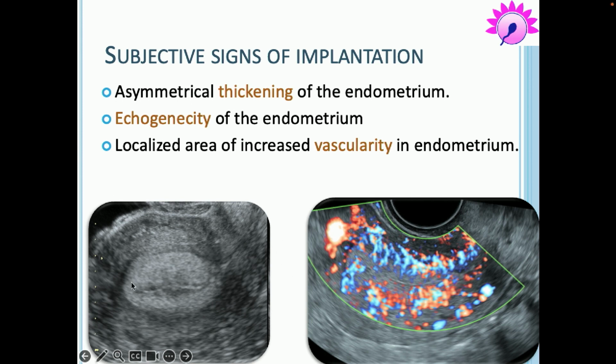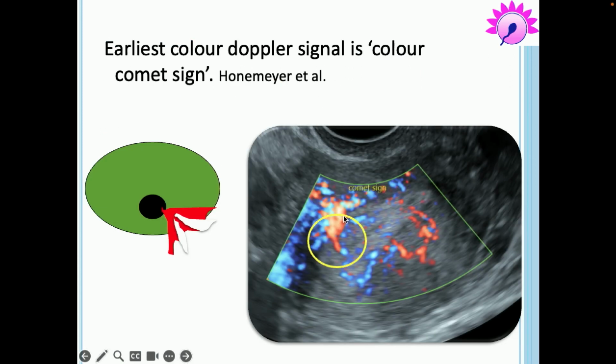Not only that, in the mid-luteal phase or in the late luteal phase, if you see that the endometrium shows asymmetrical thickening of the lips, where the thickened lip also appears hyperechoic, and if you put on a Doppler, if you see that the vessels are converging towards one single point, these are the signs which tell you that this is probably an early intrauterine pregnancy. This sign is called the color comet sign of early pregnancy.